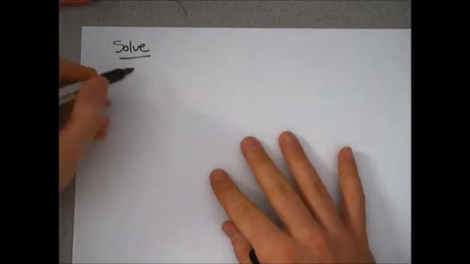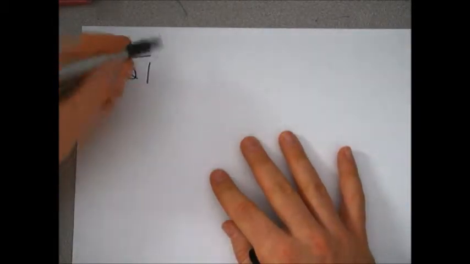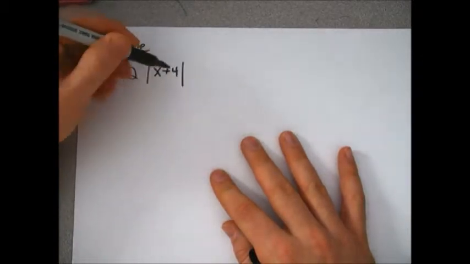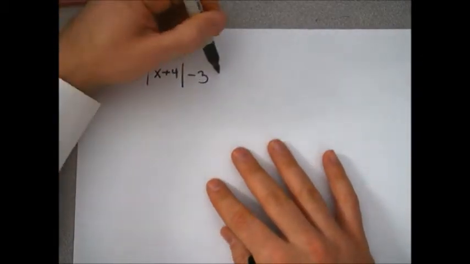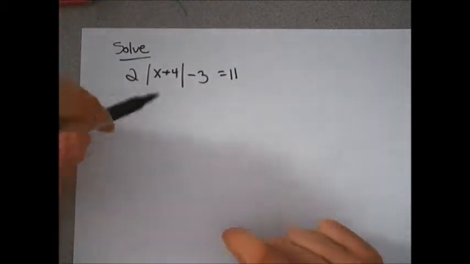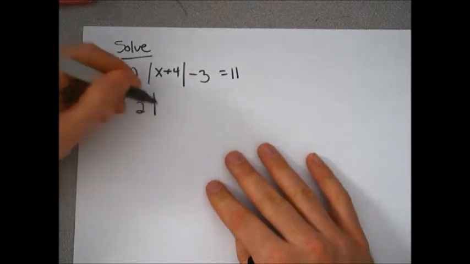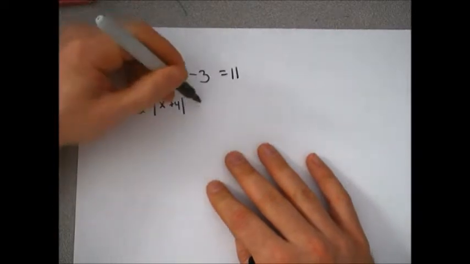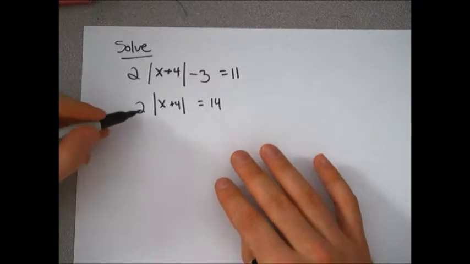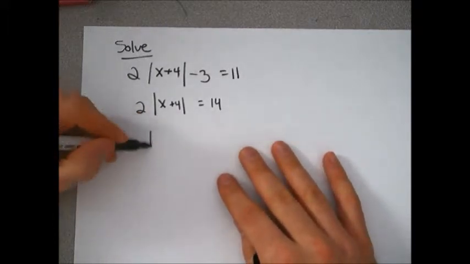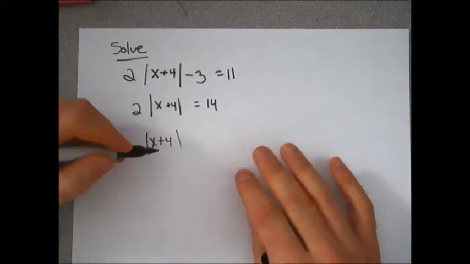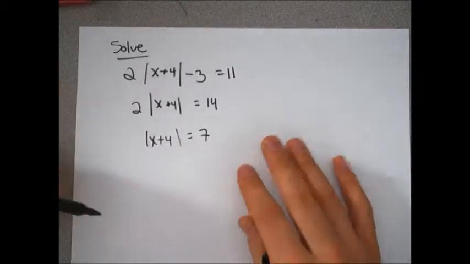Okay, for our next one, we're going to try to solve an absolute value equation. We're going to solve 2 times the absolute value of x plus 4, minus 3, is equal to 11. The first step is to add the 3. So this is 2 times the absolute value of x plus 4 is equal to 14. Divide both sides by 2 now. So the absolute value of x plus 4 is equal to 7.